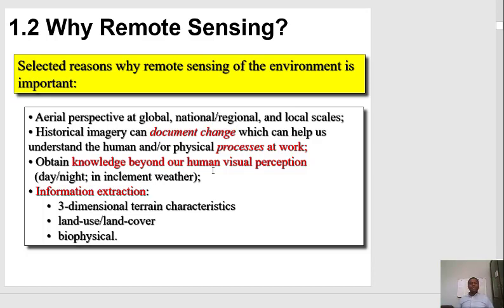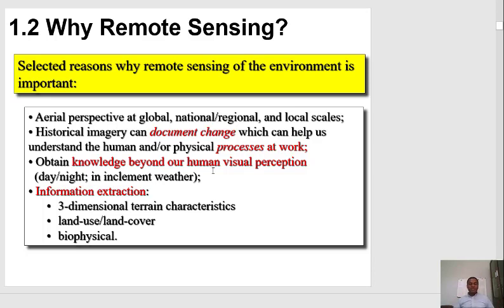And the fourth reason why remote sensing is important is because it helps you extract information. Three-dimensional terrain characteristics can be extracted in a minute as a result of remote sensing. The best example for this is the SRTM digital elevation model, which is terrain data. So we are now able to compute the slope of the whole world in a minute, the digital elevation of the whole world in a minute. It is because remote sensing gave us this kind of opportunity.